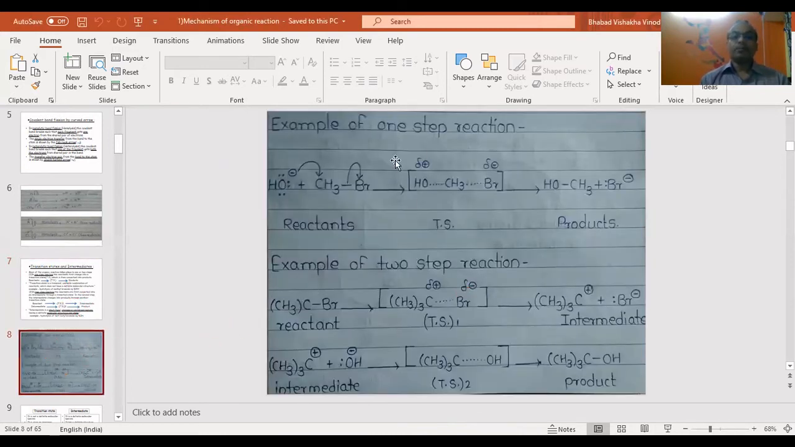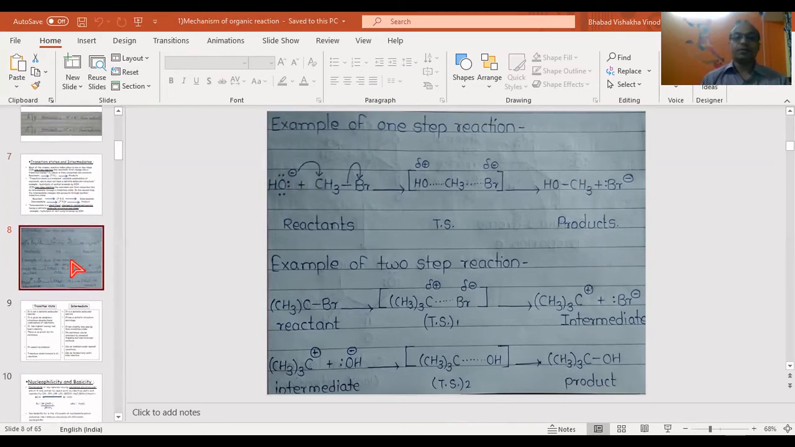Now, for example of a one-step reaction, let us have methyl bromide treated with OH minus ion. We'll get the transition state where the OH-CH3 bond starts forming and the CH3-Br bond starts breaking. Here we'll get methanol as a product. Now that is the single step reaction. Only one transition state is formed if you observe it carefully.